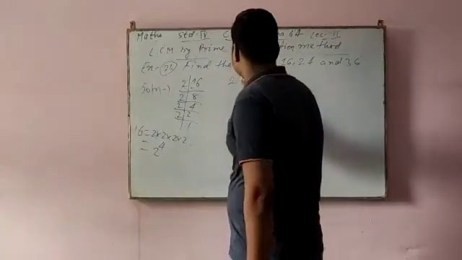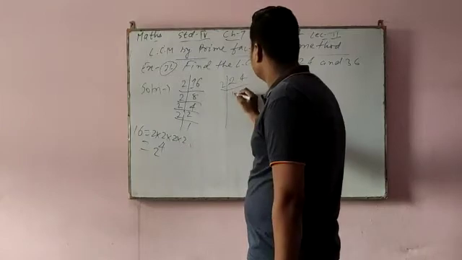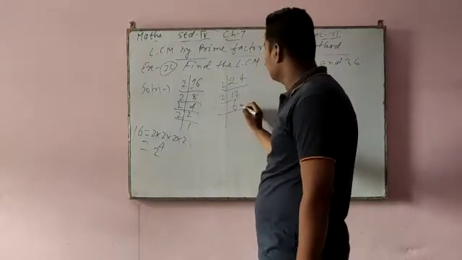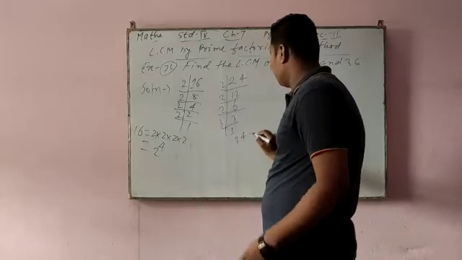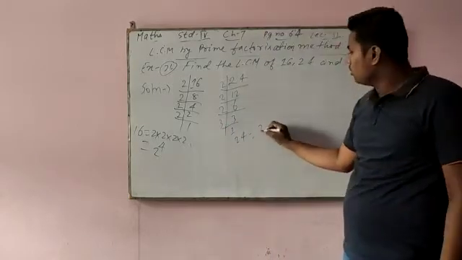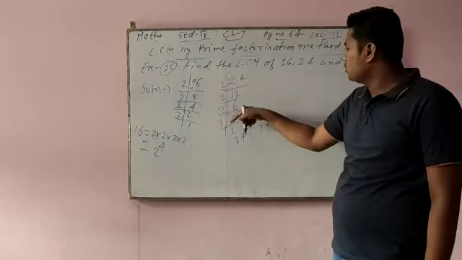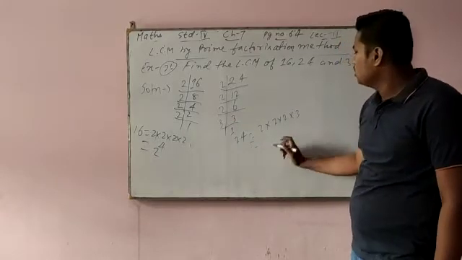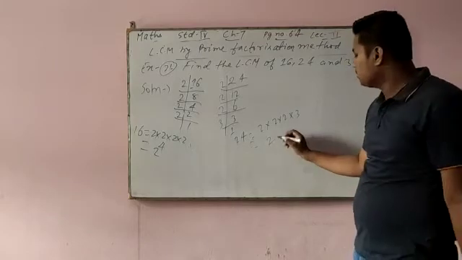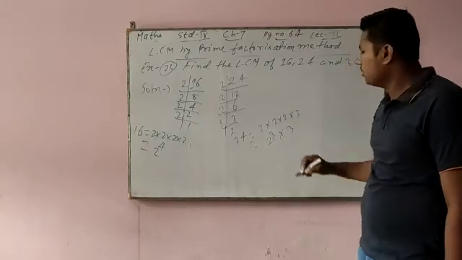Come to 24. 12, 6, 3 and 3. So the prime factorization of 24 is 2 three times and one 3. How many 2s are there? Three, so give the power 3. One 3 is there, so I have added 3.